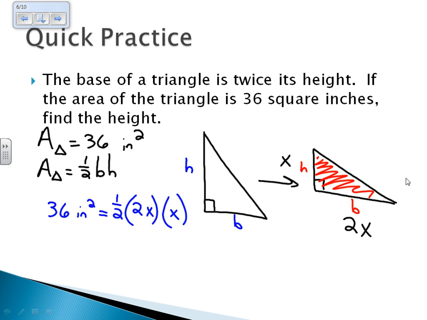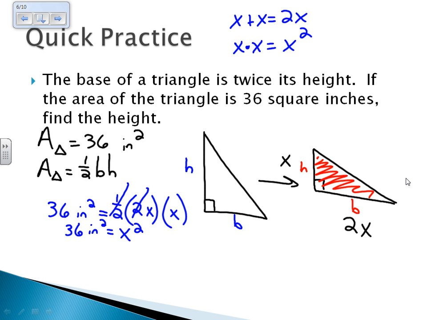Now we can solve that. Okay. We get 36 inches squared. What's a half times 2? 1. So what ends up happening to a half and a 2? It cancels. So then what do we get left? X squared. Remember, x plus x equals 2x. X times x equals x squared. Here we have x times x, so it's x squared.